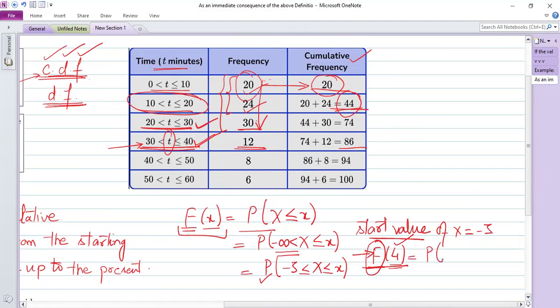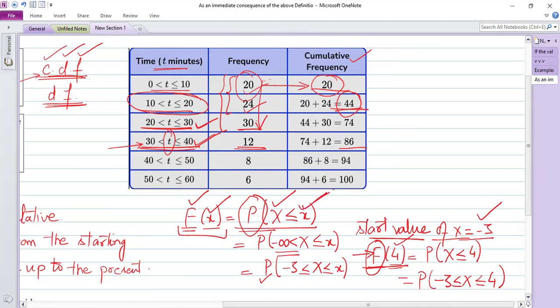Nothing but the probability that x takes all values up to 4, or the probability that x starts taking values from -3. Why? Because my starting value of x is -3, and it will keep on taking values up to 4. So this is the meaning of CDF: the value of f, the CDF at x, is the probability that x takes all values up to the present x.